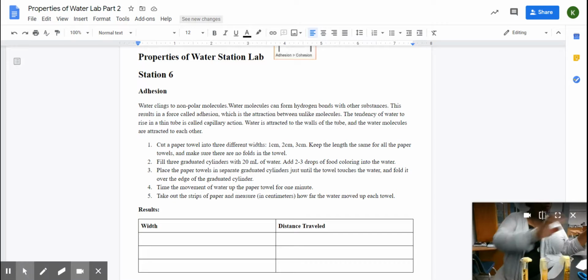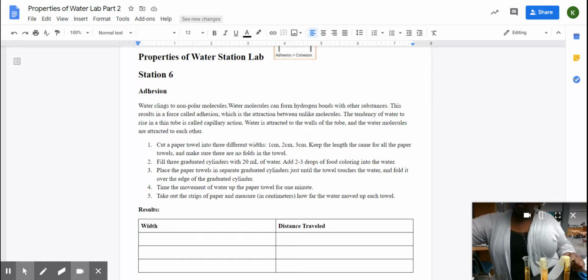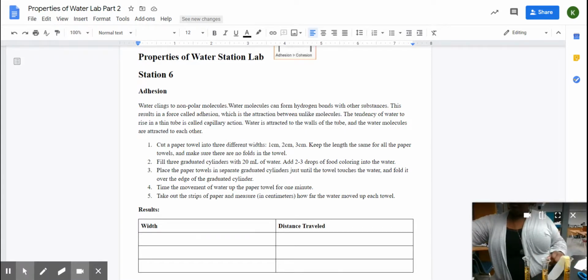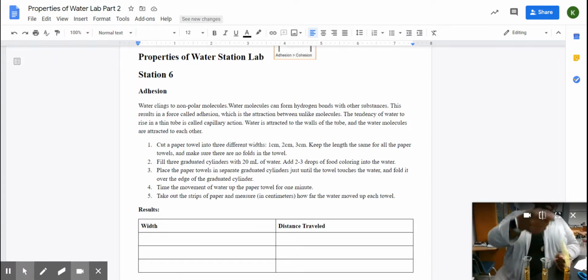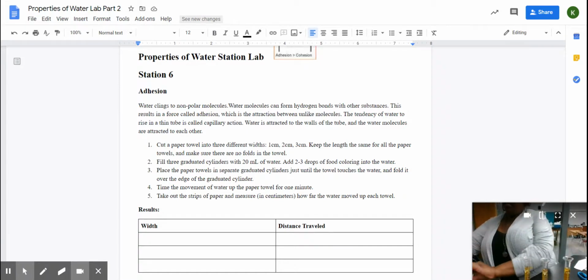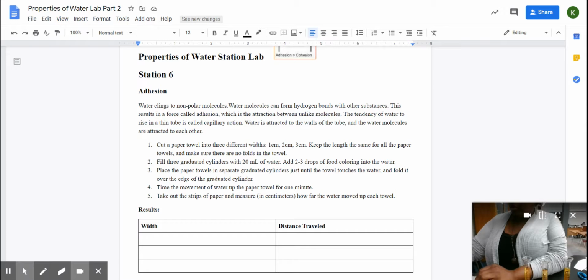Lay them. Oop. All right, so you can see as I take them out, here's the first one. I'm just gonna lay it down over here so I can measure it. Second one. And here's the third. I'm going to measure the distance that the water traveled.